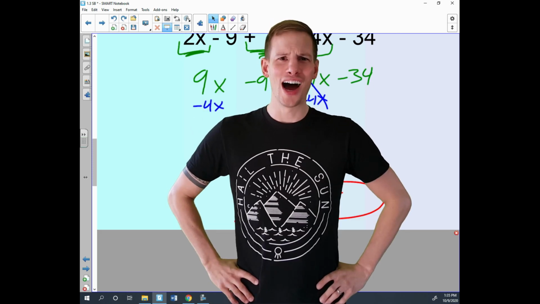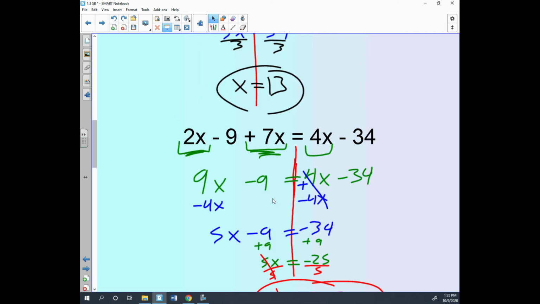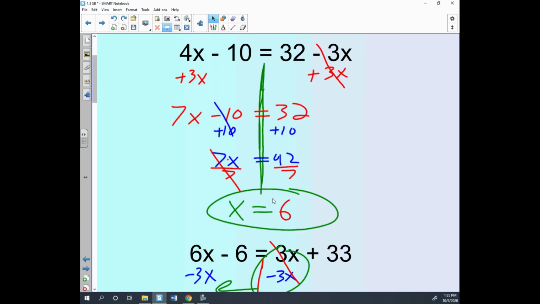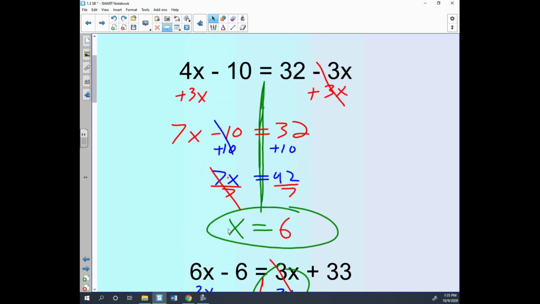So anyways, there's a couple more try-its that we can do, but I think I'm going to keep this video short and sweet and just go over those 4 examples. So moral of the story, get all the x's to the one side, and then just solve your normal two-step like it would be that way. Okay? Hopefully that helps. Take care.